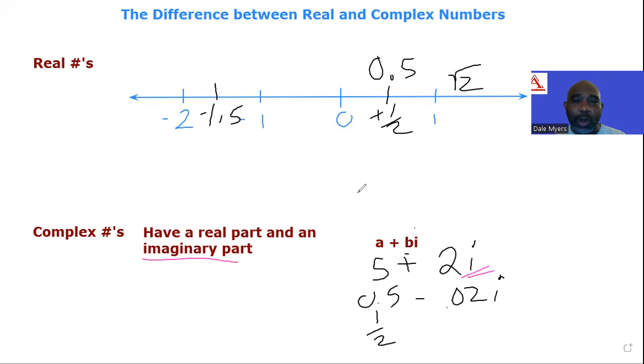Of course, it gets more complicated. Stay tuned. We're getting ready to do how do we add and subtract complex numbers. That'll be next. And then we'll deal with multiplying complex numbers.